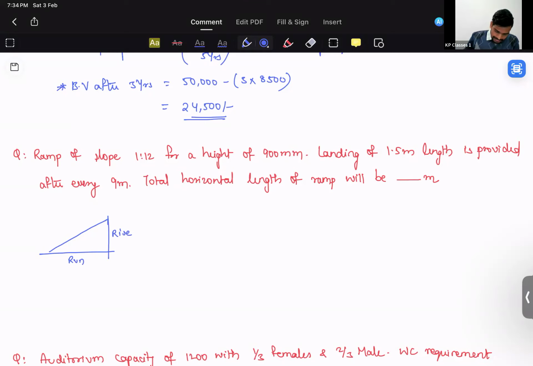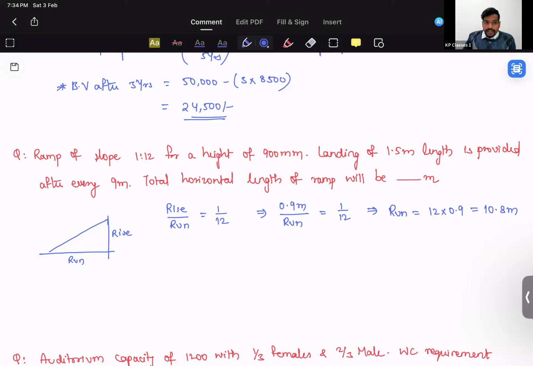So the ratio between rise upon run is given to be 1 in 12. The rise is given to be 900 mm, so that's 0.9 meter. So this implies, if I write it in meter, 0.9 meter upon run is going to be 1 in 12. This implies the total horizontal distance run is going to be 12 into 0.9, which is coming out to be 10.8 meters.